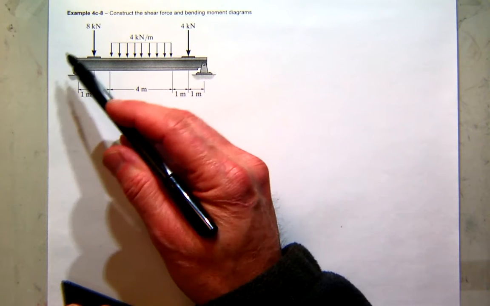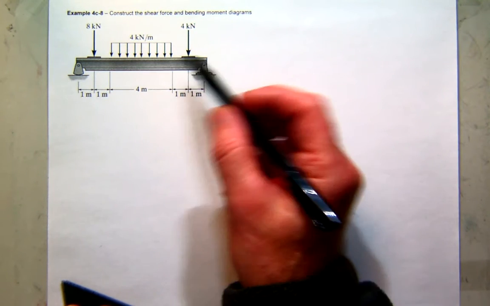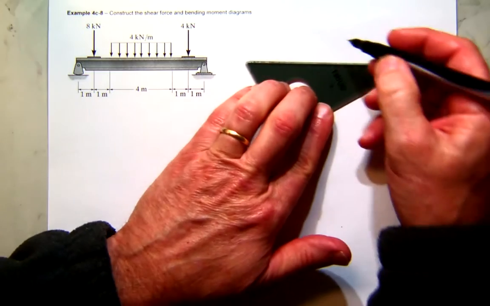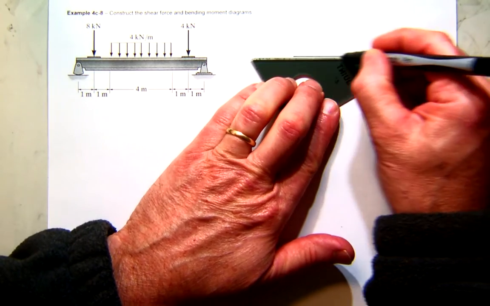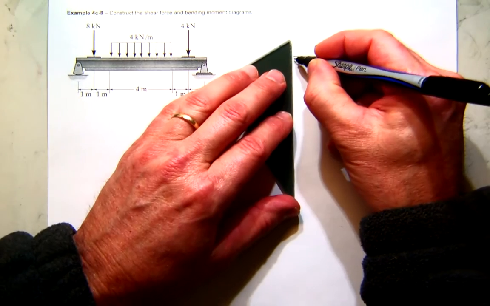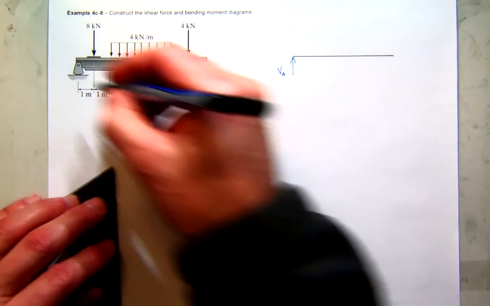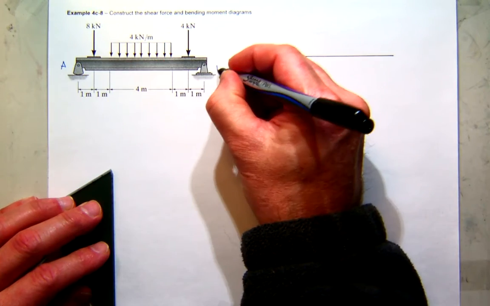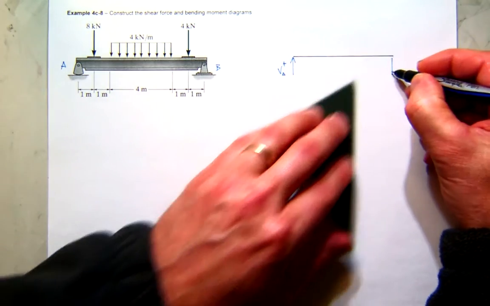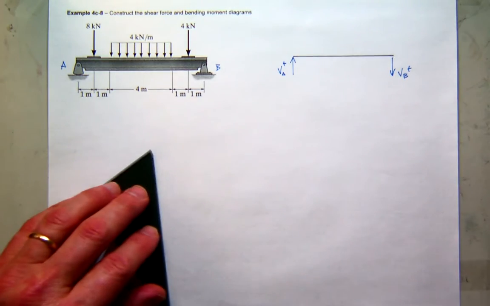What's the moment here at the left edge? Yeah, it's 0. What about at this pin? Also 0. But I need to find the shear force values. So I'll come over here and draw a free body diagram. And I will assume positive shear. Let me call that A and B. So there's positive shear at A. There's positive shear at B.